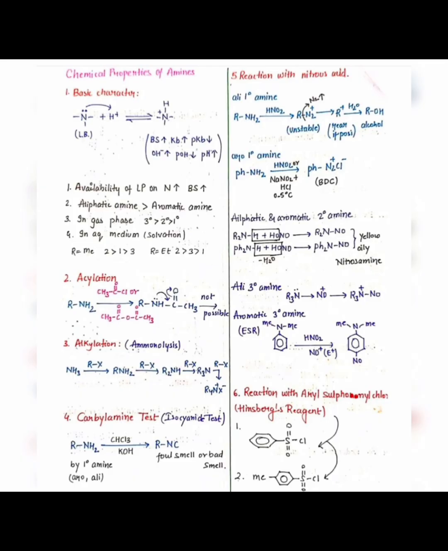Similarly, the aliphatic amines are more basic than the aromatic amines. The basic nature in the gas phase of amines is in the order: tertiary amines are more basic than secondary amines, which are more basic than primary amines.